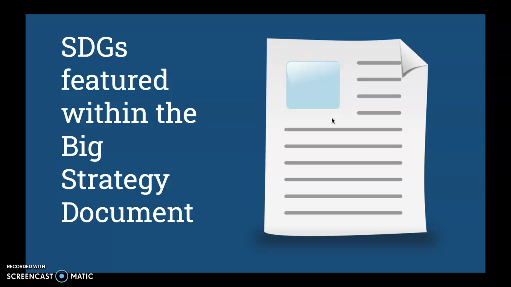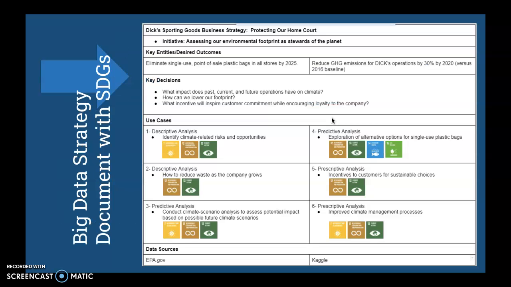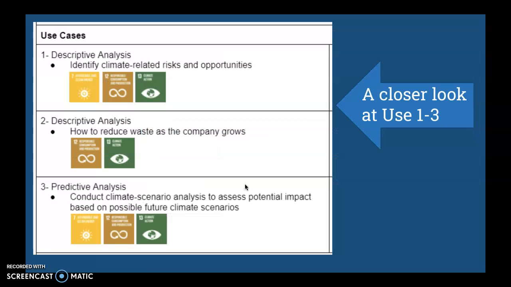So now we're going to look at SDGs featured within the big strategy document. We have already been over the big strategy document, and for the use cases, we can see how these SDGs are implemented. For the descriptive analysis, we have put SDGs 7, 12, and 13, and then moving through, we can see the multiple SDGs that go in our descriptive, predictive, and prescriptive analysis. And this is just a closer look at the multiple SDGs.